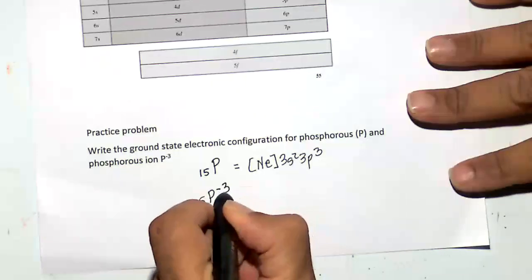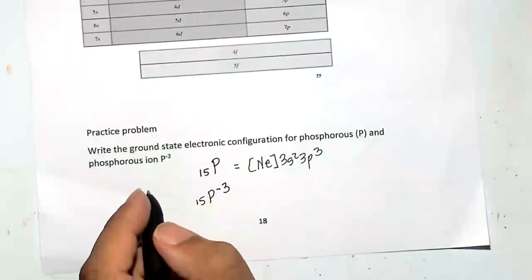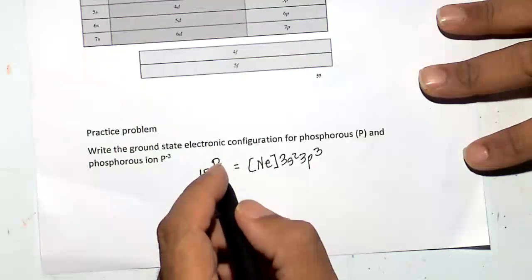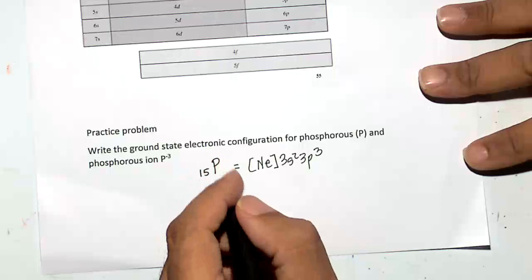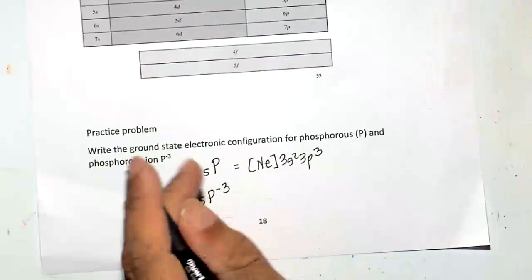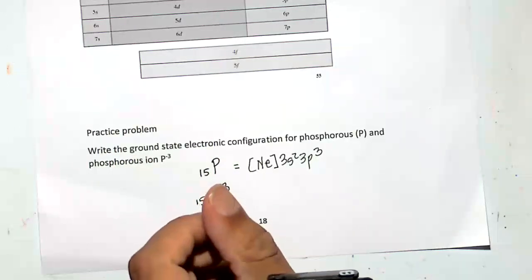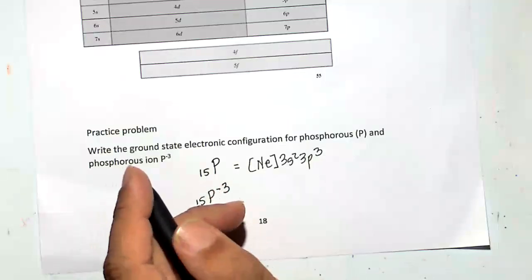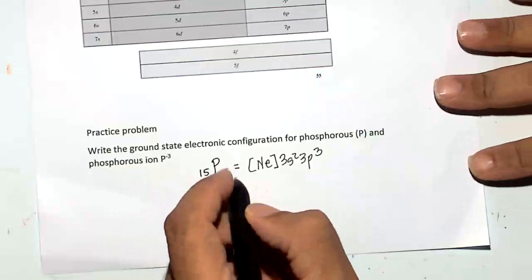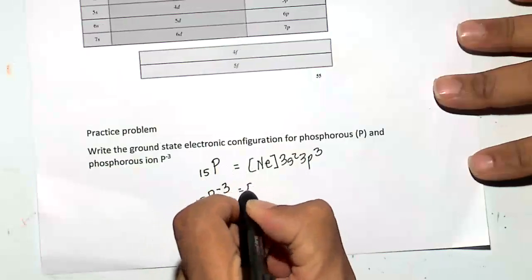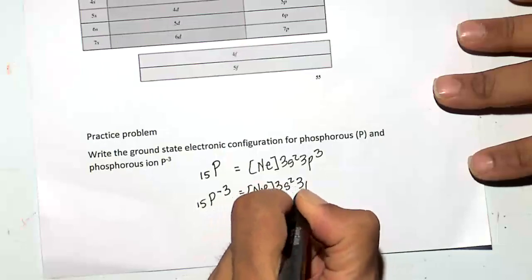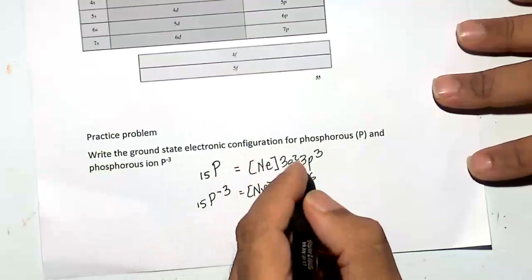And what about P minus 3? What will that be? P minus 3, what does that mean? Did it gain 3 electrons or lose 3 electrons? Gains. So what will it be? 3p6. So what is 3s2 3p6?